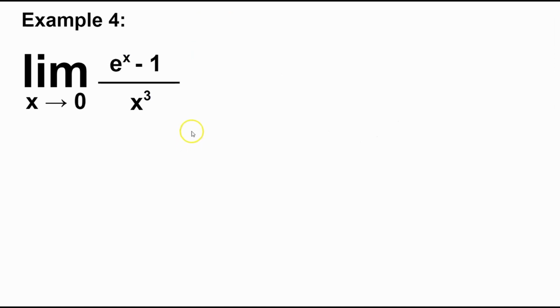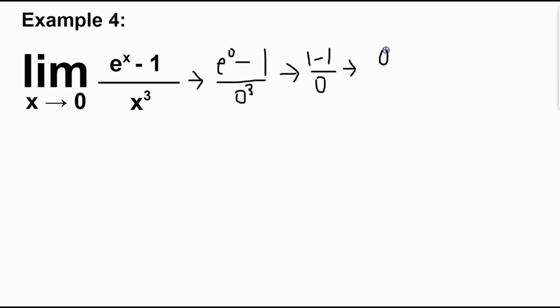Here's our next example. We have e to the x power minus 1 over x cubed as x approaches 0. So again, our first step is to always substitute in our value that x approaches. So e to the 0th power minus 1 over 0 cubed. E to the 0th power is just 1, and 0 cubed is just 0. So we have 1 minus 1 over 0. You can see that we do get 0 over 0, which means that we have to use L'Hopital's rule.